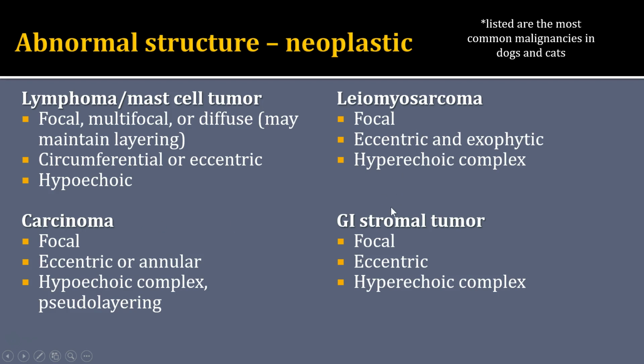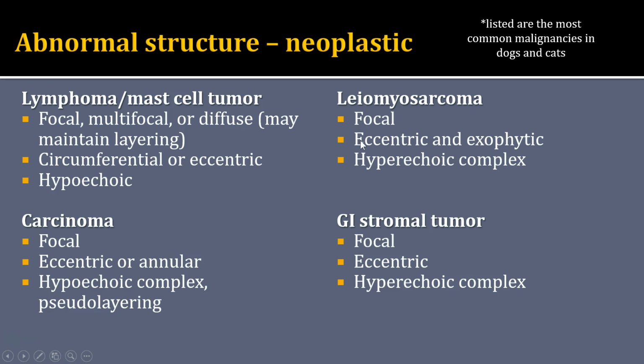The other tumor types I have listed here should only cause one lesion, so they are focal. So that would be a way to distinguish round cell from these other cancers, is if you see more than one lesion. Carcinomas can be eccentric or annular, and they're oftentimes complex. Lymphoma rarely causes obstruction, whereas carcinoma more commonly can cause obstruction.